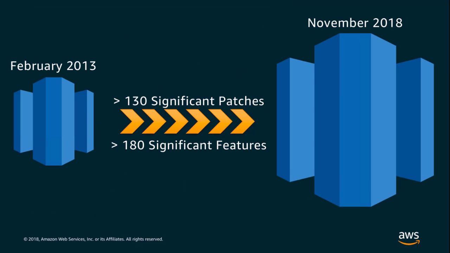We launched Redshift almost 6 years ago. It launched on Valentine's Day, February 2013. And since that time, we've been innovating at a rapid pace. We've been releasing patches typically every 2 weeks. And since that time, we've released over 180 significant features and services to date. And we'll be talking about one of those features in depth in this webinar.